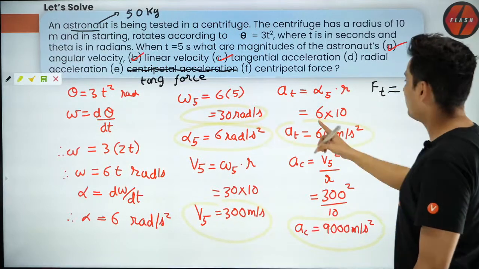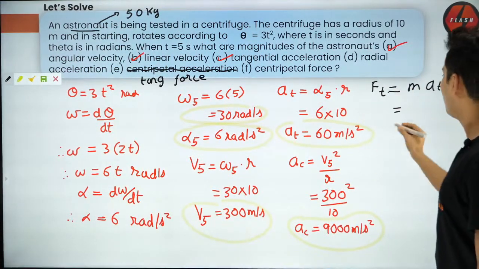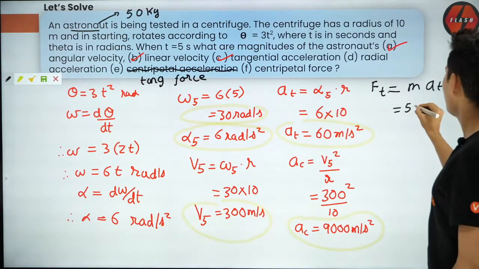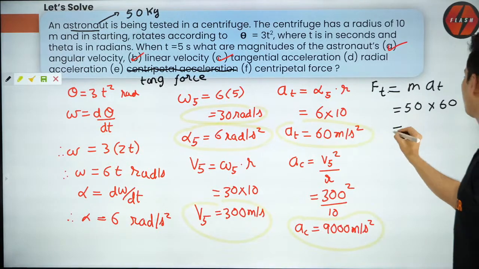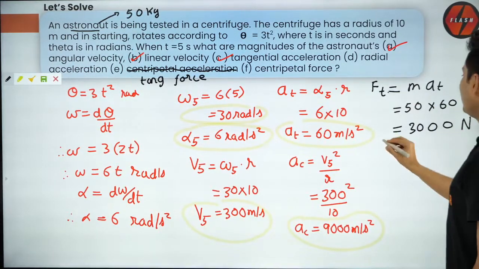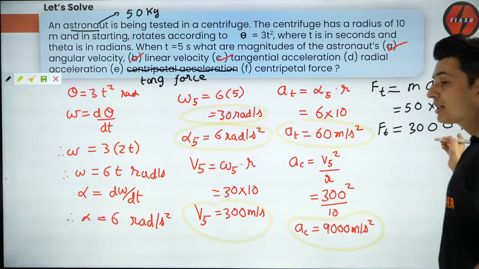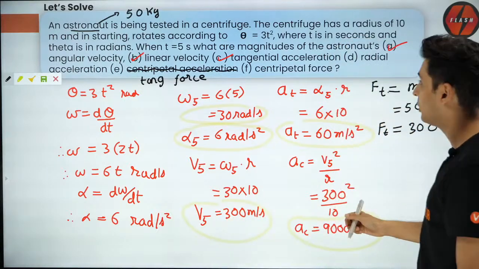So tangential force will be mass into tangential acceleration. What is the mass? I just told you it is 50. What is the acceleration? Well, that is 60, tangential acceleration. 6 5s are 30, and put all these zeros. That is crazy. Tangential force is 3000 Newton, guys. It is crazy, insane amount of force.